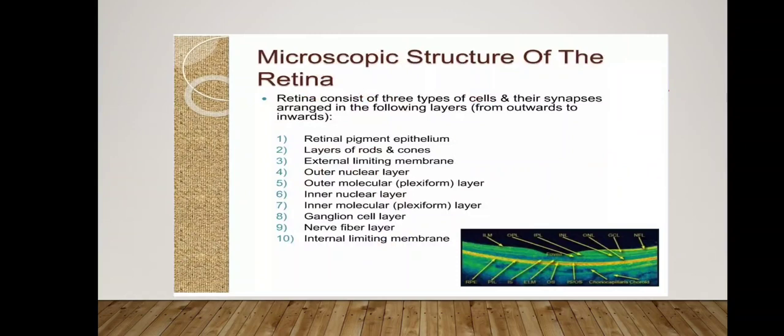This is the microscopic structure of the retina. The retina consists of 10 layers and 3 types of cells. The layers are: retinal pigmented epithelium, layer of rods and cones, external limiting membrane, outer nuclear layer, outer molecular or plexiform layer, inner nuclear layer, inner molecular or plexiform layer, ganglion cell layer, nerve fiber layer and the internal limiting membrane.